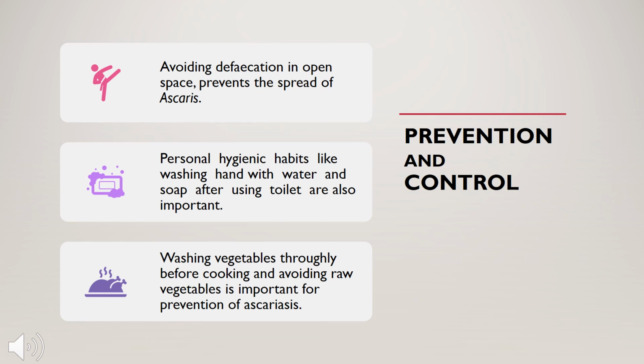The important one is washing vegetables. Obviously, because these worms might be staying on the surface of the vegetables. So vegetables need to be thoroughly washed before cooking, and we should avoid eating raw vegetables, and that is a very important step for the prevention of ascariasis.